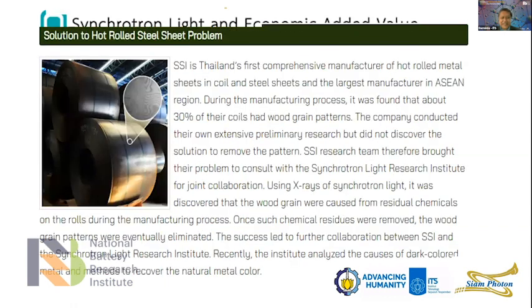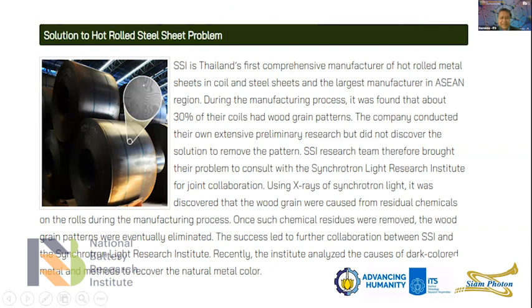And then for industry, there is a wood pattern in metal that can be studied with synchrotron light. They discovered that the wood grain comes from residual chemicals in the process during fabrication.